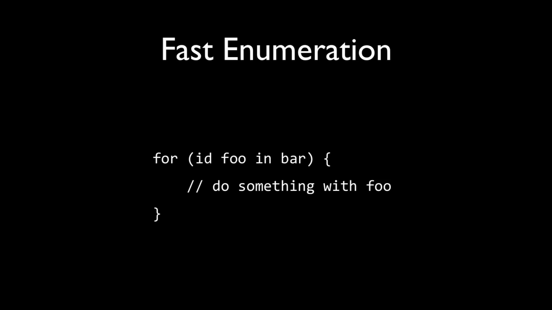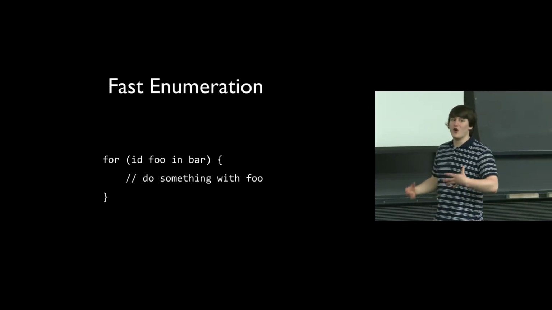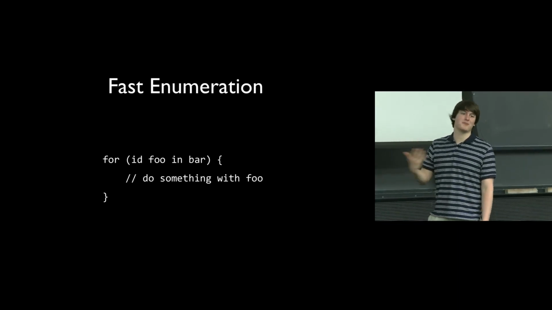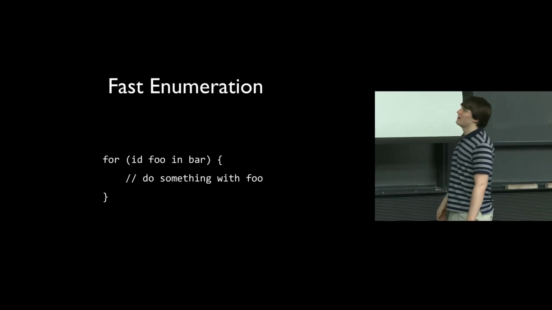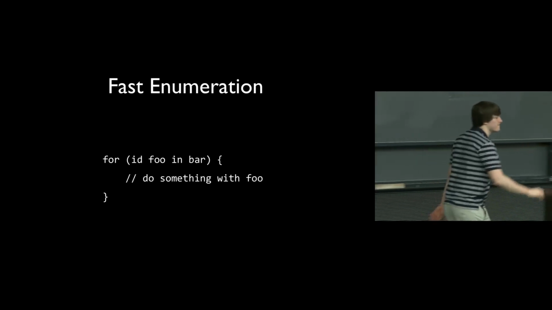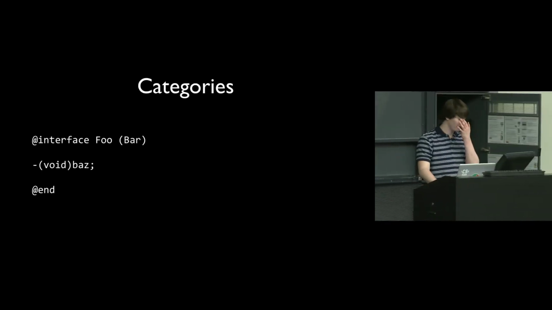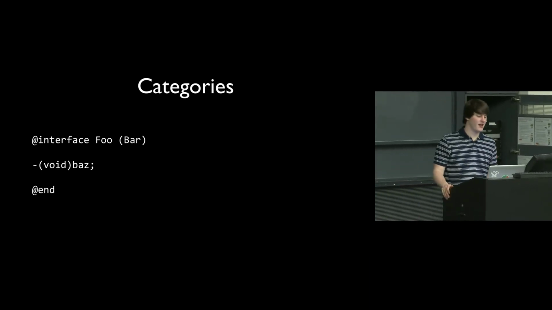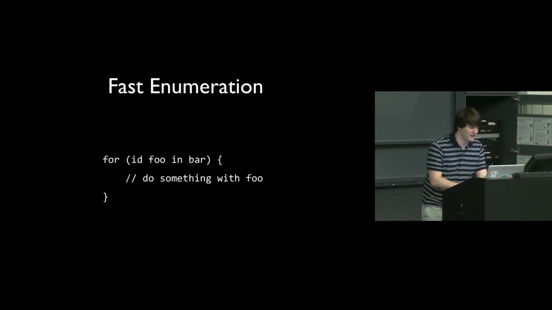Okay, so that's the syntax we just saw. And notice here we are saying for id foo in bar. So we don't know what is inside bar, and all we can really say is id unless you happen to know what it really is. Okay, so categories, let's ignore that for a second. Let's do another example first.